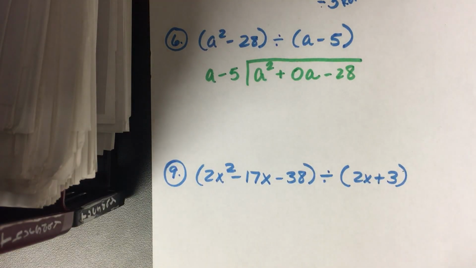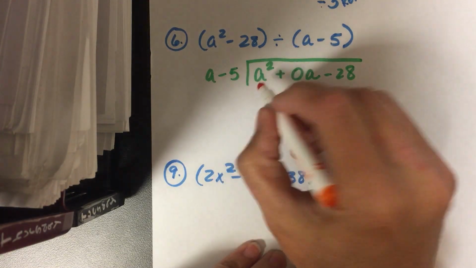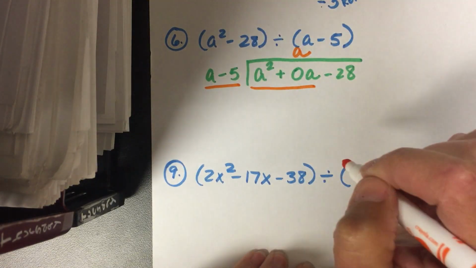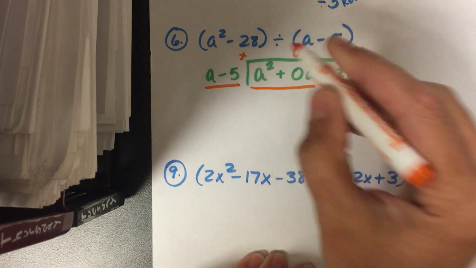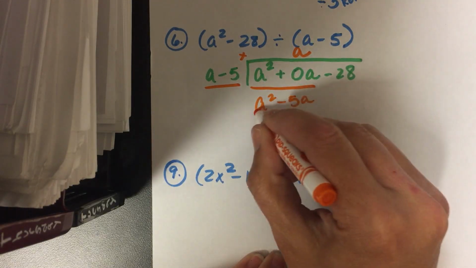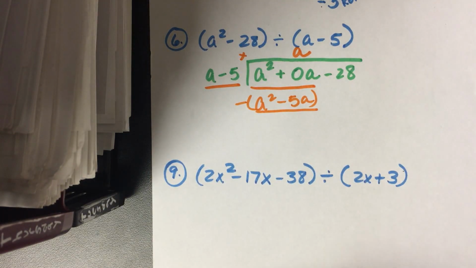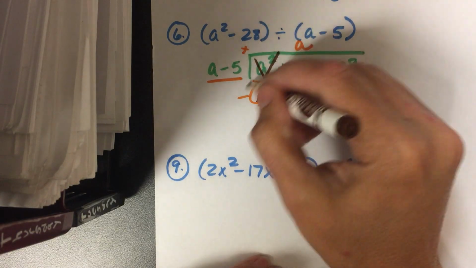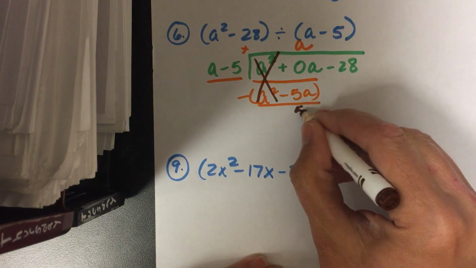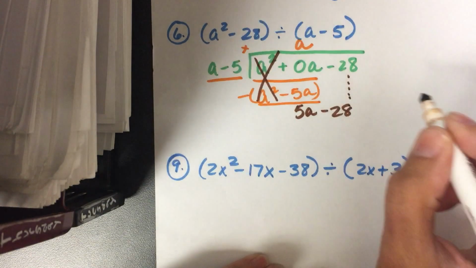Let's follow the same process. How do I get from a to a squared? I multiply by a. I'm trying to get these to match up. So a times a is a squared. a times negative 5 is negative 5a. Again, I'm subtracting these. The a squareds cancel, a squared minus a squared. Then I've got 0a minus negative 5a. That becomes positive, so the 5a is still there. And I'm going to bring the minus 28 down.